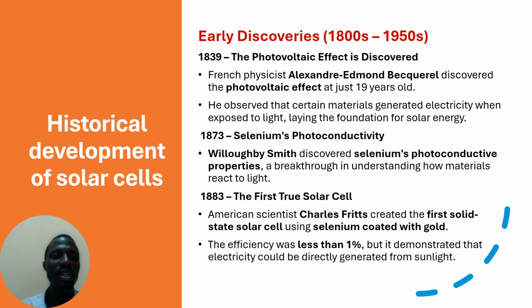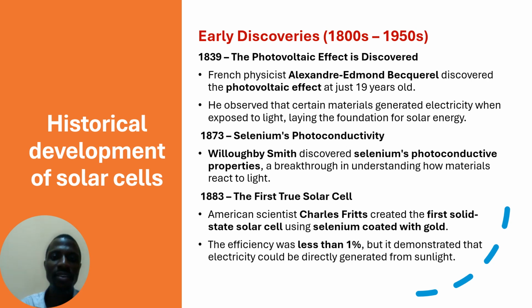We move to the historical development of solar cells. Early discoveries of solar cells started between 1800 and the 1950s. The first discovery of the photovoltaic effect was in 1839 by a French physicist known as Edmond Becquerel. He discovered the photovoltaic effect at just 19 years old, and he observed that certain materials generated electricity when exposed to light, laying the foundation for solar energy.